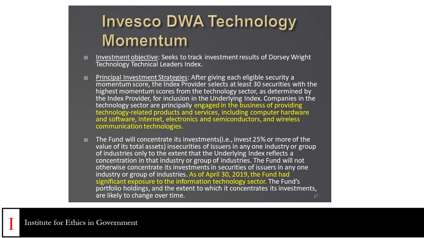So for instance, with our Invesco fund, you might notice that in bullet 3, the principal investment strategy indicates that as of April 30th, 2019, the fund has significant exposure to the information technology sector. However, if you look above, bullet 2 indicates a number of information technology areas in which the fund can focus, such as technology-related products and services, including computer hardware and software, internet, electronics and semiconductors, and wireless communications technologies. In this case, the fund has a stated policy of investing in a broad area of technology, and it would be diversified.